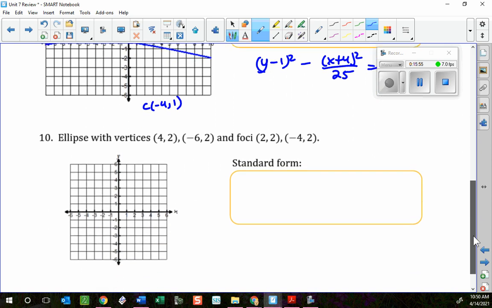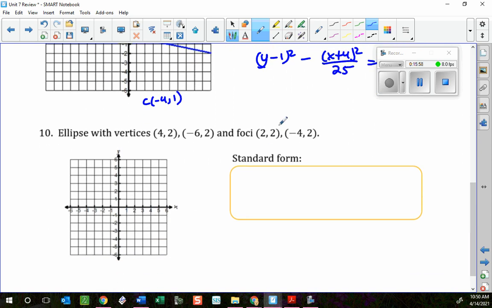All right, so here I gave you some information. There's an ellipse with these vertices. So let's draw it up. 4, 2. Got negative 6, 2. Okay, and then 2, 2. Oh, I've made a mistake. Hang on a second. All right. 4, 2, negative 6, 2, 2, 2, and negative 4, 2. That doesn't make any sense.